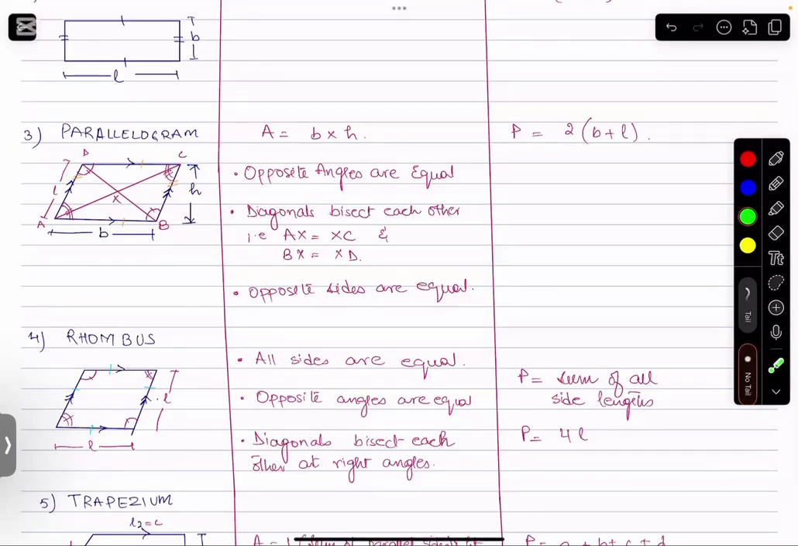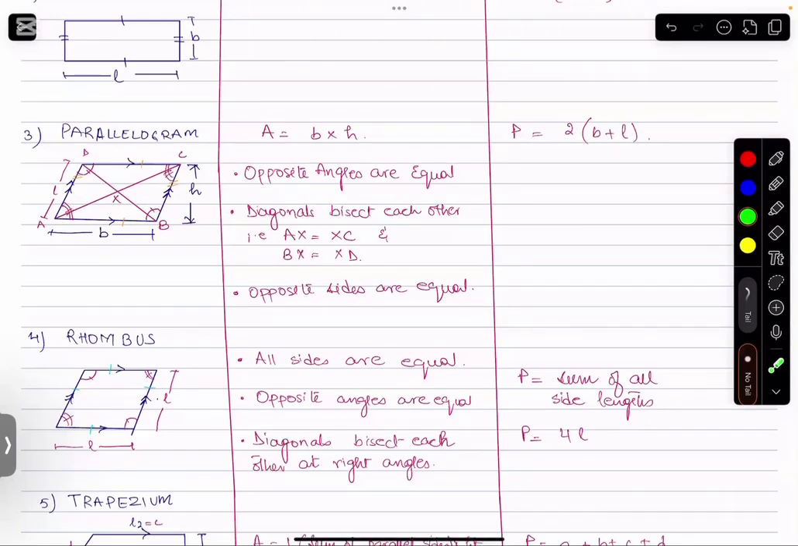And the properties are opposite angles are equal. These 2 opposite angles, they are equal. Diagonals bisect each other. Bisection means that the diagonals bisect each other at the midpoint. This should be the midpoint here. Bisection, or bisector, always means passing through the midpoint.